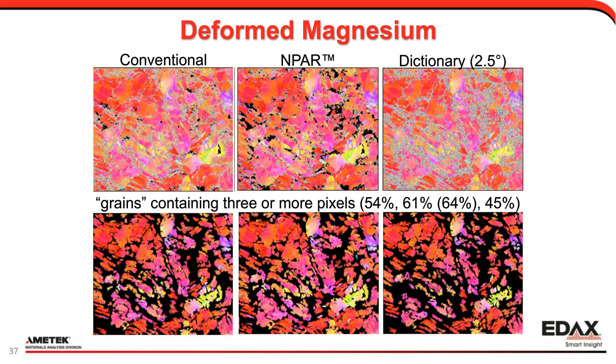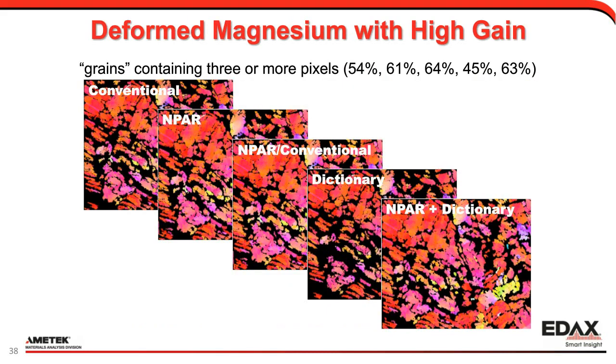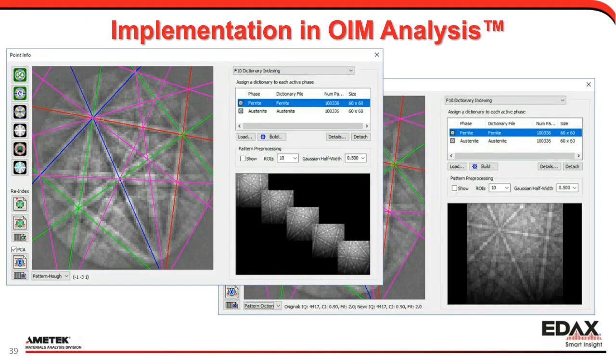And my guess in this case is that we needed to go to higher mag so that we could reduce, hopefully, the size of the interaction volume and get a little better results. But just as a summary, you can see here we used the conventional, we tried the NPAR, the NPAR merged with the conventional, tried the dictionary, and the NPAR, and everything all merged, and you can see that in the end we do get good results using all these techniques together. And this is one advantage of doing everything in OM analysis: we do have that flexibility to play with things in this way. And just as an example, here are some screenshots of the way dictionary indexing is implemented in OM analysis.